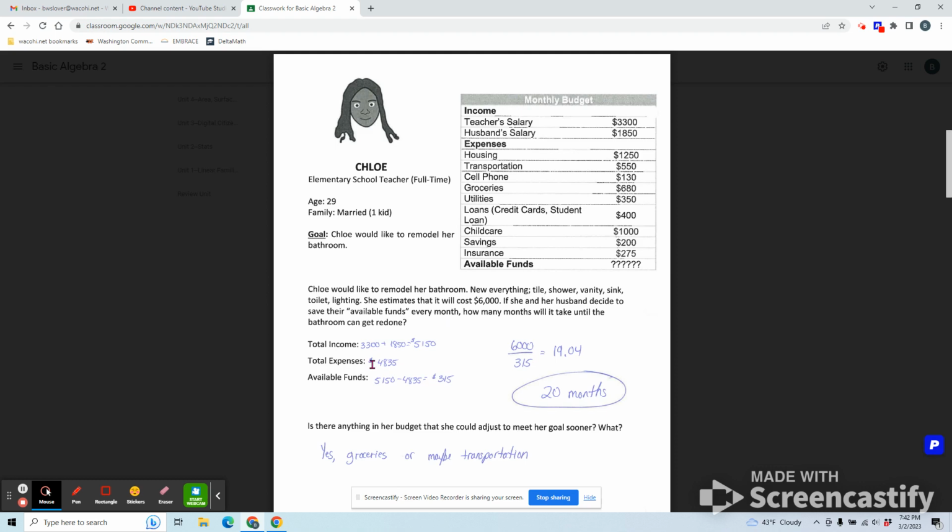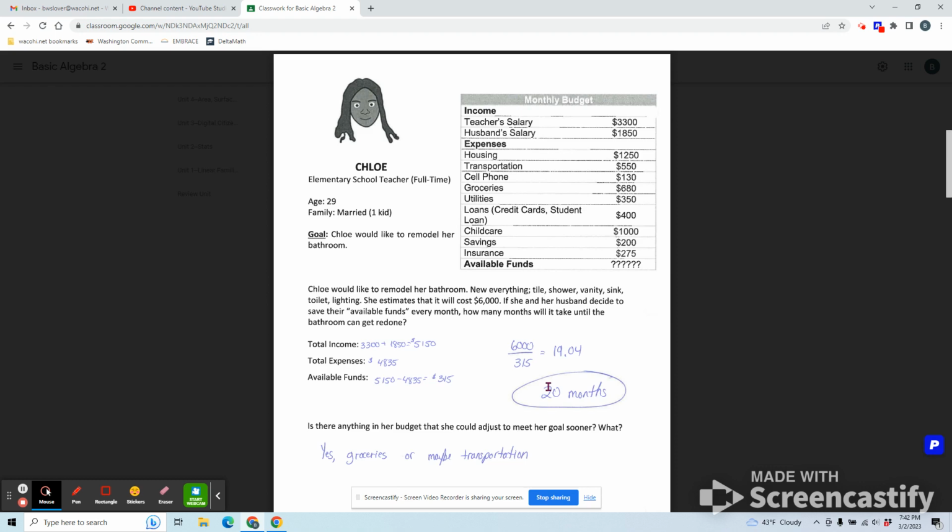So their available funds, we're going to take total income minus total expenses, is $315. That's their available funds each month. They are choosing to save $315 each month and allocate that towards their renovation. So we're going to take the cost, just like we did before, and divide by how much they're saving. It's going to take 19.04 months. Well, we're going to round up to 20 months because if we only have 19 months, that doesn't meet the $6,000. It's going to take them 20 months.